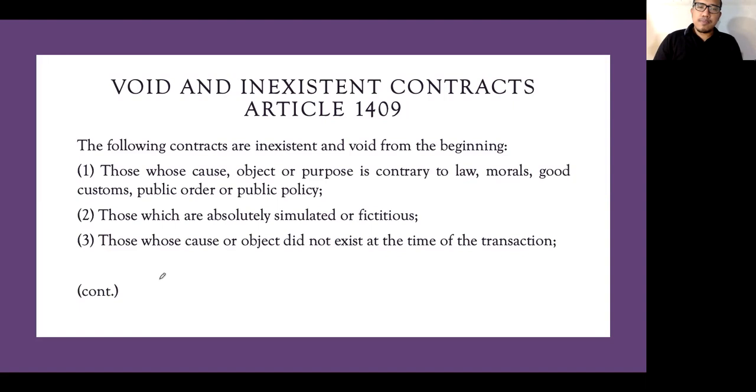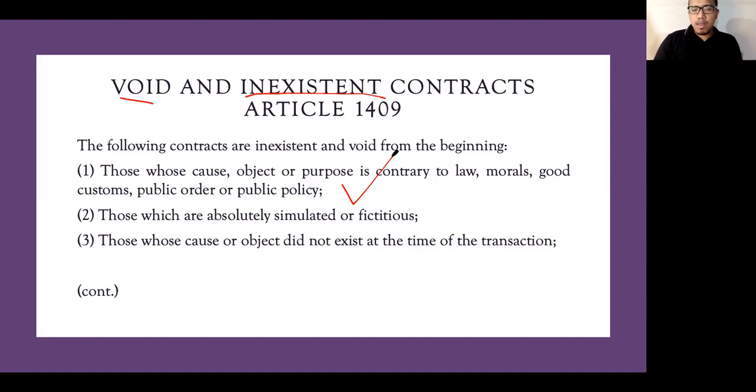Finally, konti na lang. Void and inexistent contract. Parehas lang ba to? Essentially, parehas lang. Pero let's be technical about it. Pag sinabing inexistent muna, may isa, dalawa, o lahat ng elements ng contract ay hindi present. Pag void, present pero illegal. Okay. For example, number 1, those whose cause, object, or purpose is contrary to law, morals, good customs, public order, public policy. So ito ay void, kasi meron pero contrary to law, morals, good customs, public order, public policy.